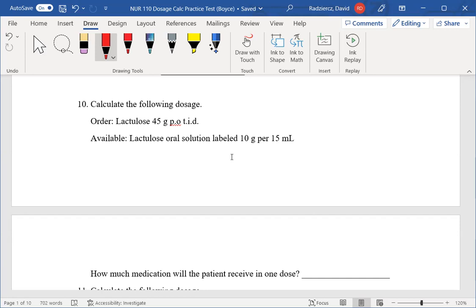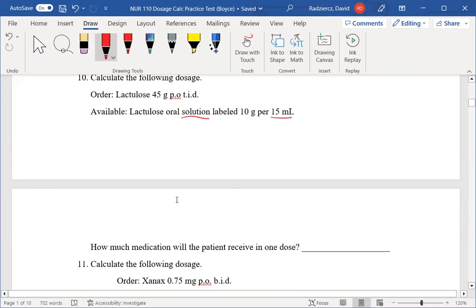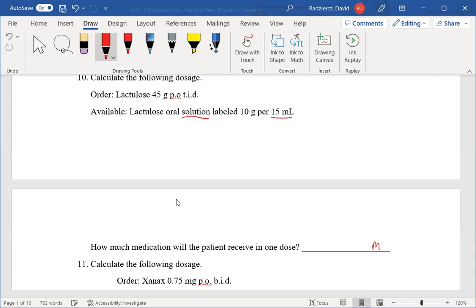So the way we would know whether we have a liquid or a solid that we're swallowing is you're going to look for things like solution. An oral solution tells you it's liquid. The other thing is you'll see milliliters associated with the available. So for this question, the lactulose order is 45 grams by mouth 3 times a day. And then the question down below says, how much medication will the patient receive in 1 dose? Because this is an oral solution, which tells you it's a liquid, you know that you're looking for milliliters.